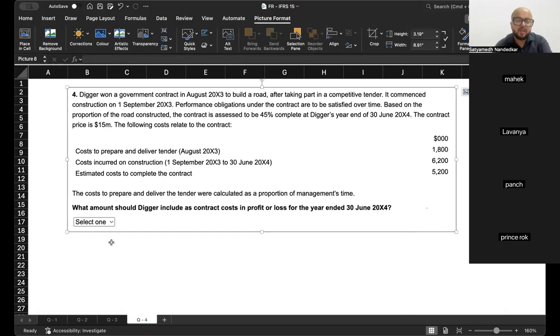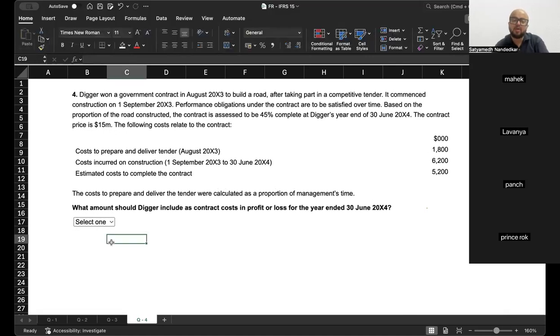ठीक है. Digger won a government contract in August 2003 to build a road after taking part in a competitive tender. It commenced construction on 1st of September 2003. Performance obligations under the contract are to be satisfied over time. Based on the portion of the road constructed, the contract is assessed to be 45% complete at Digger's year end of 30th June 2004. The contract price is 15 million.